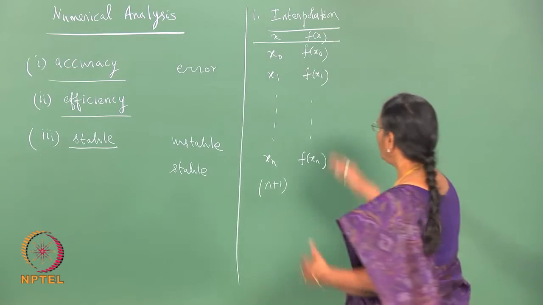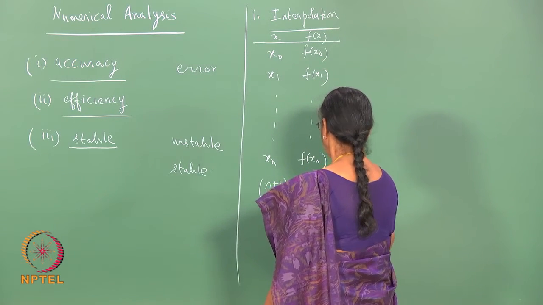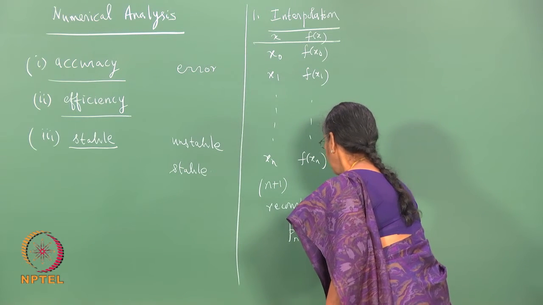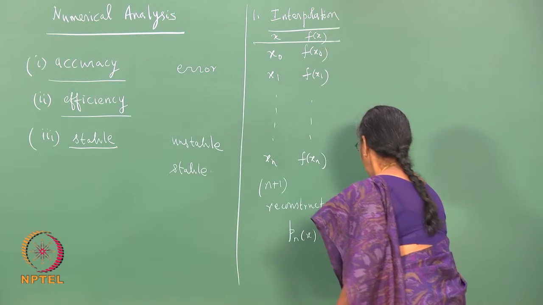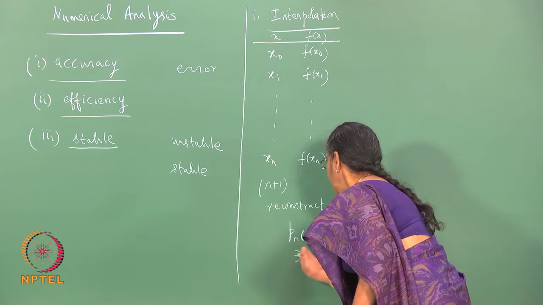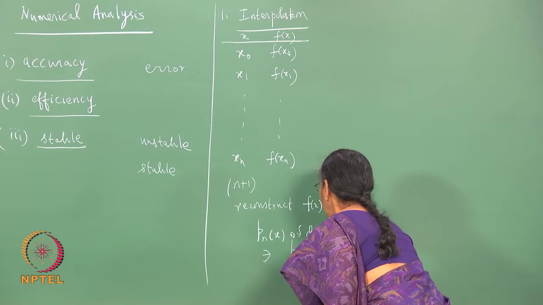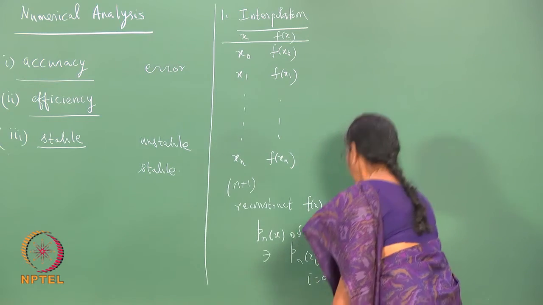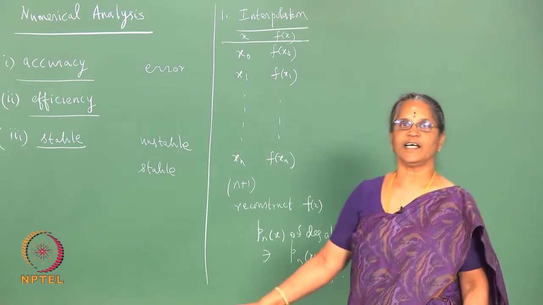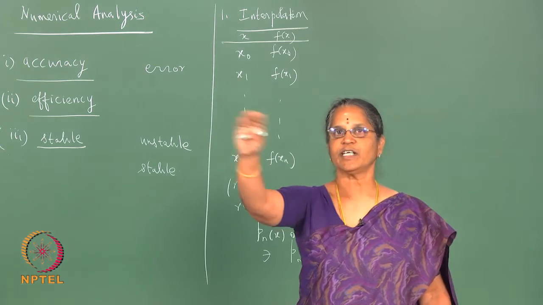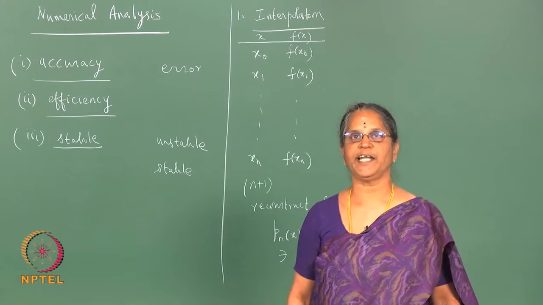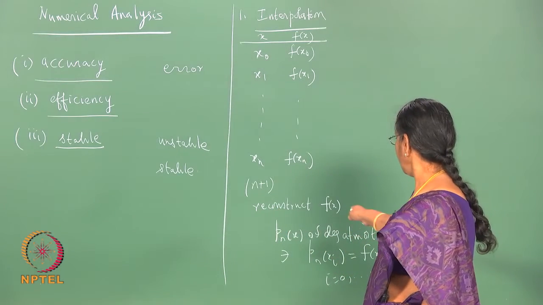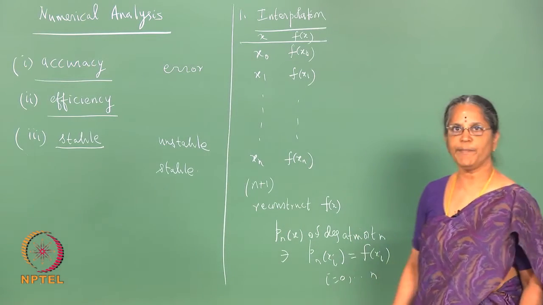I would like to reconstruct the function f of x by seeking a polynomial Pn of x of degree at most n, such that this takes the value f of xi at xi for i equal to 0, 1, 2, 3 up to n. Or in other words, I would like to get a smooth continuous curve, namely a polynomial Pn of x of degree at most n that passes through the points xi comma f of xi in the xy plane.